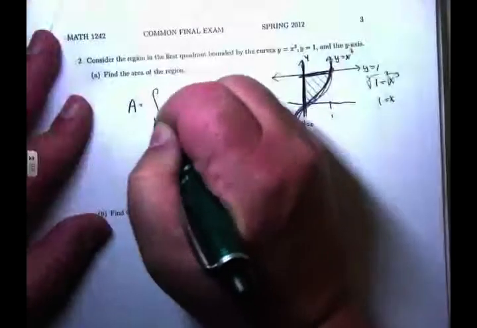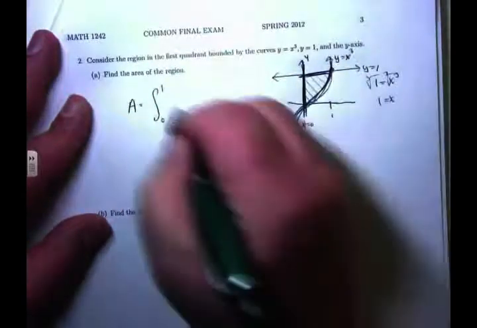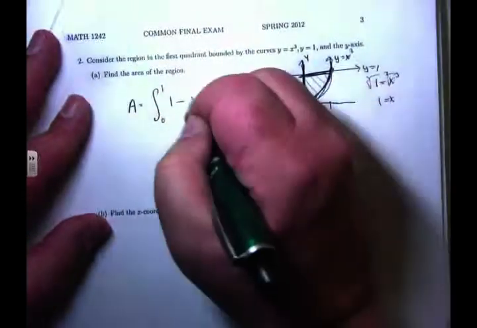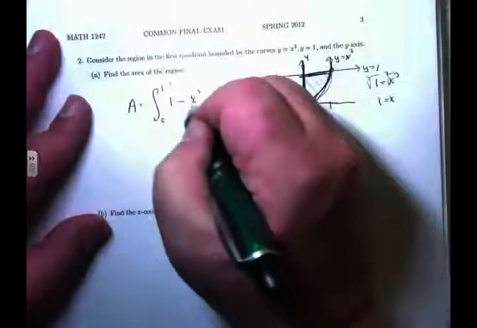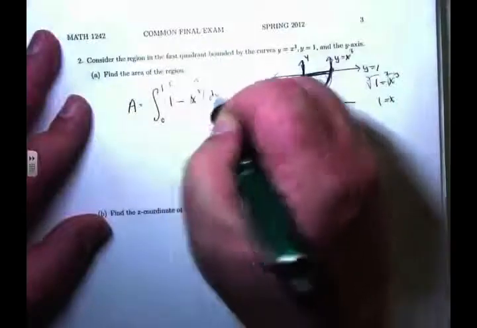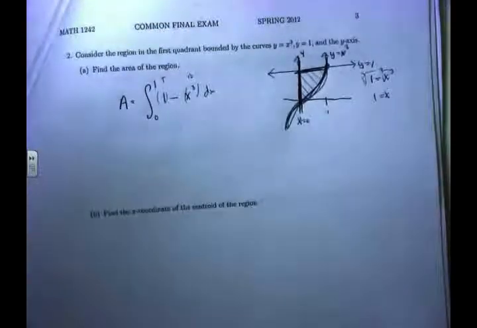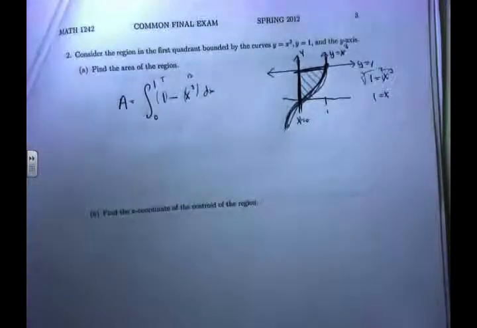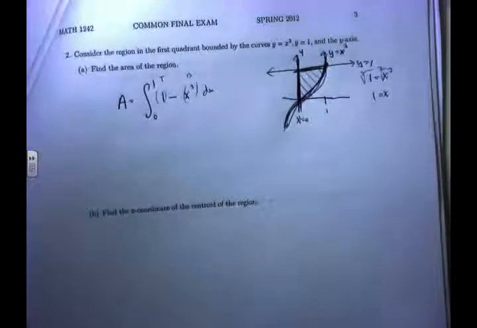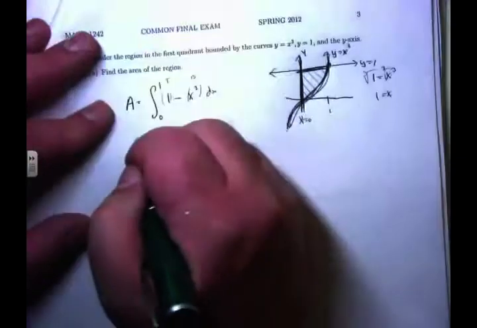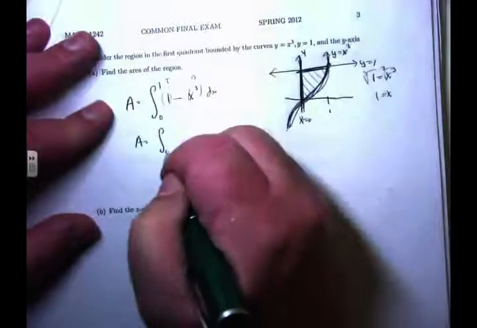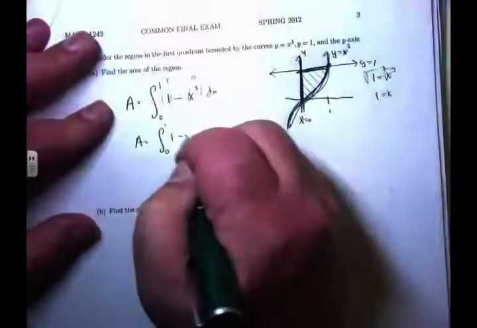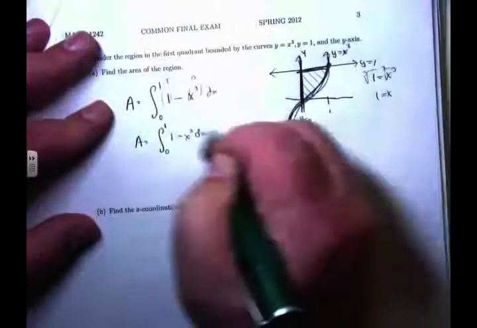So I would go from 0 to 1 of the top function, which is 1, minus the bottom function, which is x cubed. Remember, I'm doing top minus bottom dx. You could also do right minus left dy if you really, really wanted to, because you'll get the same answer. So, show your work, show your picture, now integrate it. What's the integral from 0 to 1 of 1 minus x cubed dx?